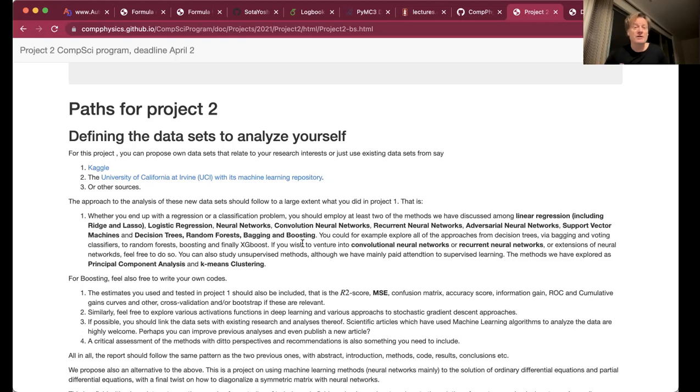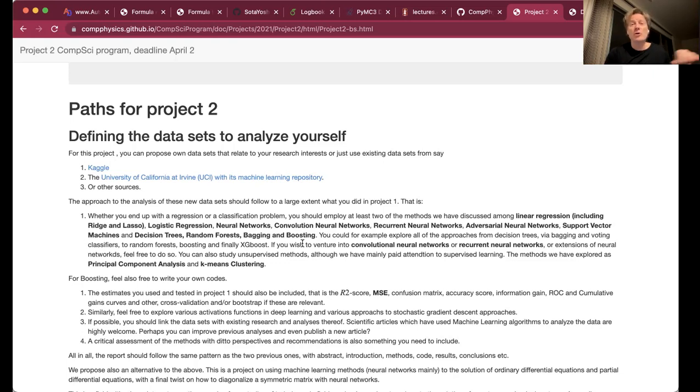So feel free to come with suggestions, and just view this as a very flexible path for project number 2. There is a default one with ordinary differential equations, and then we have the one where you propose a data set and methods you would like to analyze.